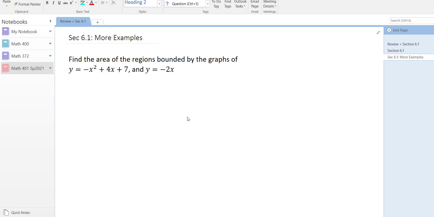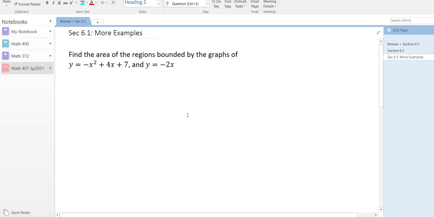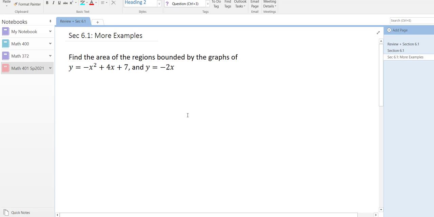Hey everybody, in this video we're going to cover a few more examples of area between curves in section 6.1. So what I wanted to go over is this example. Find the area of the region bounded by the graphs of y equals negative x squared plus 4x plus 7 and y equals negative 2x. By just inspection of the functions, it looks like we have a line and a parabola.